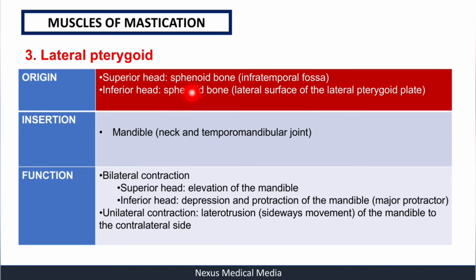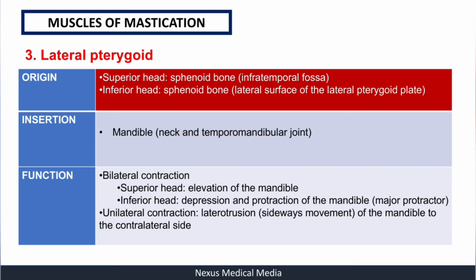The origin for the superior head is the sphenoid bone, that's the infratemporal fossa, and the origin for the inferior head is the sphenoid bone, particularly the lateral surface of the lateral pterygoid plate. Wow, so you need to watch the sphenoid bone one more time and understand these features. Insertion is the mandible, the neck of the mandible and the temporomandibular joint.